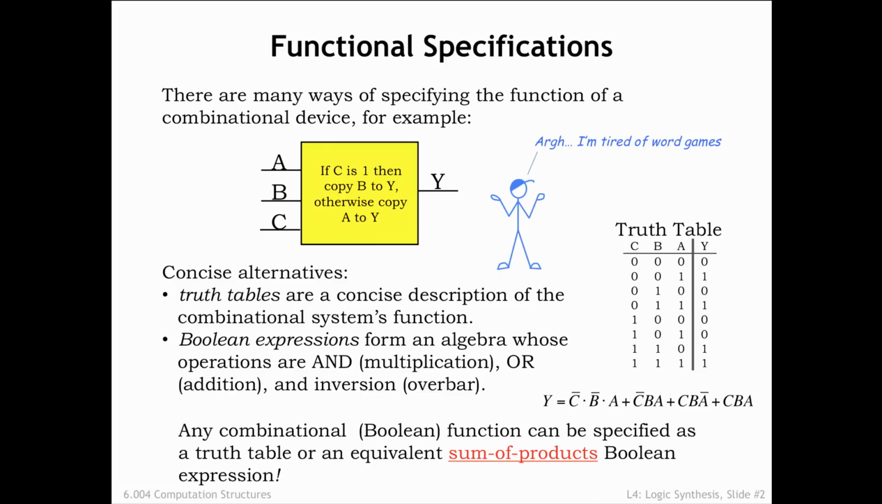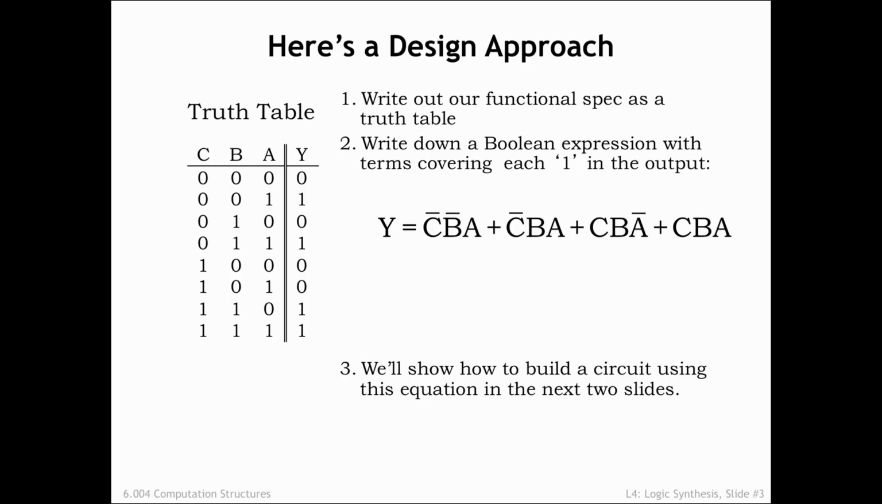We can always convert a truth table into a particular form of Boolean equation called a sum of products. Let's see how. Start by looking at the truth table and answering the question, when does y have the value 1?